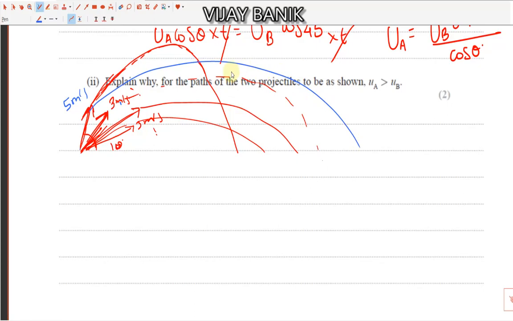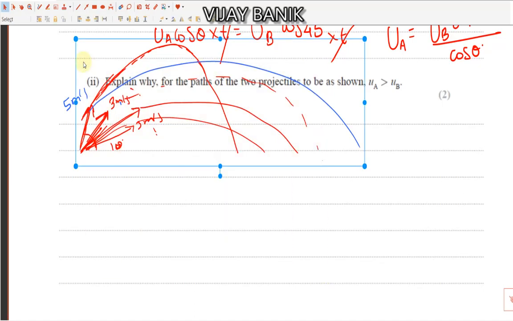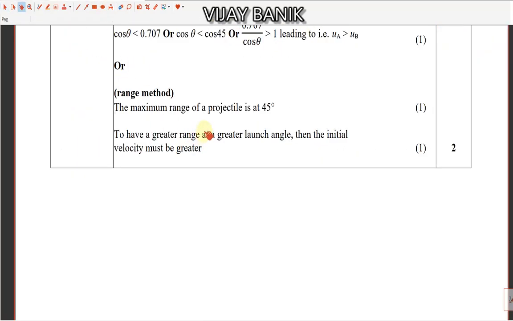So let me show you the mark scheme for this answer. See, in the mark scheme, what's written? The maximum range of a projectile is at 45 degrees. To have a greater range, after 45 degrees, a greater launch angle is required. At a greater launch angle, the initial velocity must be greater. So your velocity should be greater if you want to go further at an angle more than 45 degrees.